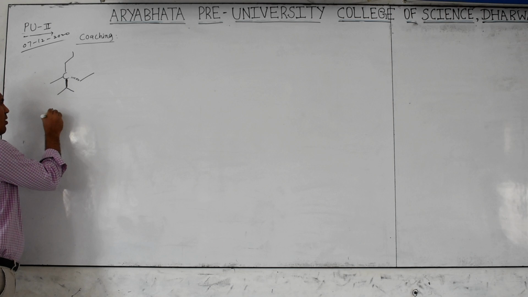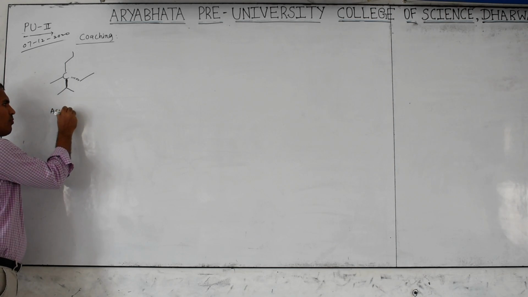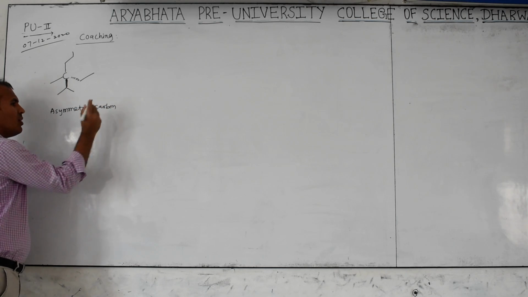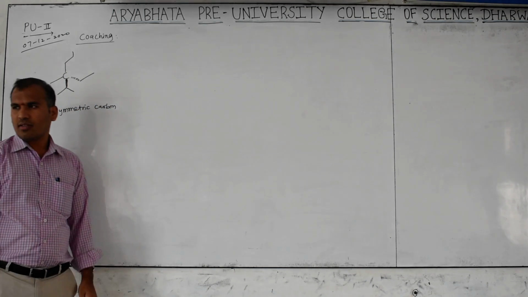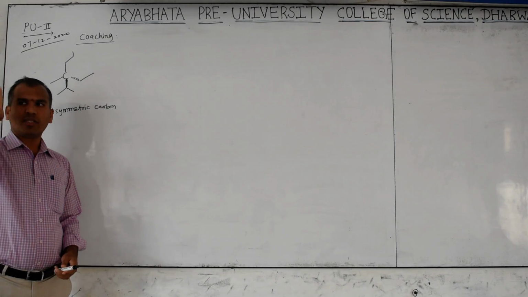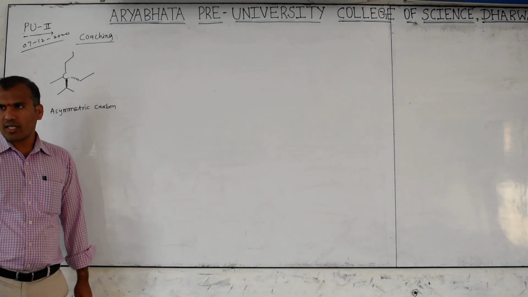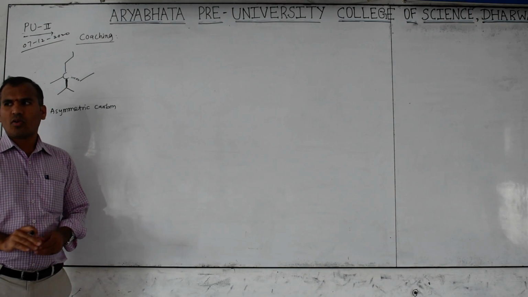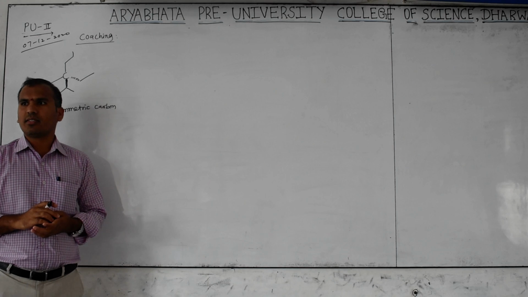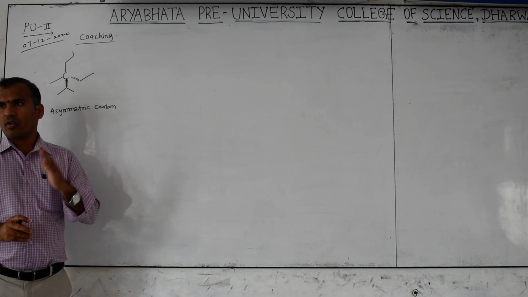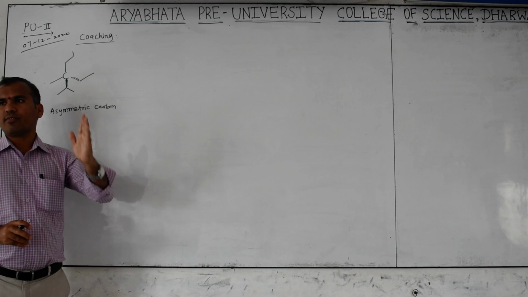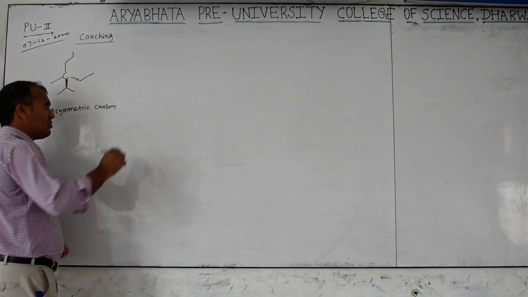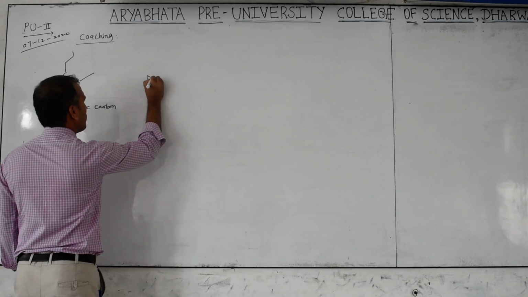Then this is called an asymmetric carbon. Asymmetric is the opposite of symmetric. Symmetry means that if you pass a plane, it divides into two equal parts. It contains a plane of symmetry. If you cut this molecule in any direction and you do not get equal parts, then it is asymmetric. It means there is no plane of symmetry. This is called an asymmetric molecule. Clear? Now, another one.